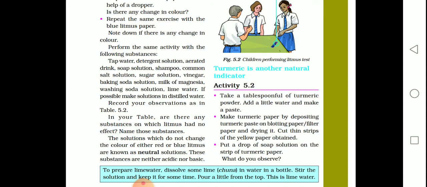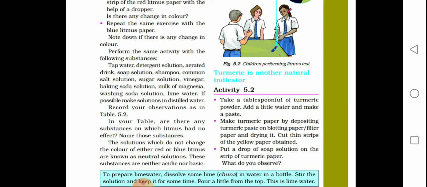This one type of natural dye is called an indicator. That is known as litmus paper. It is extracted from what? Lichen. It is available in two forms: in solution form, or in strips of paper, that is blue litmus paper or red litmus paper. That is how these indicators are manufactured, and they are used to indicate whether the solution is acidic or basic. Next we will study turmeric.